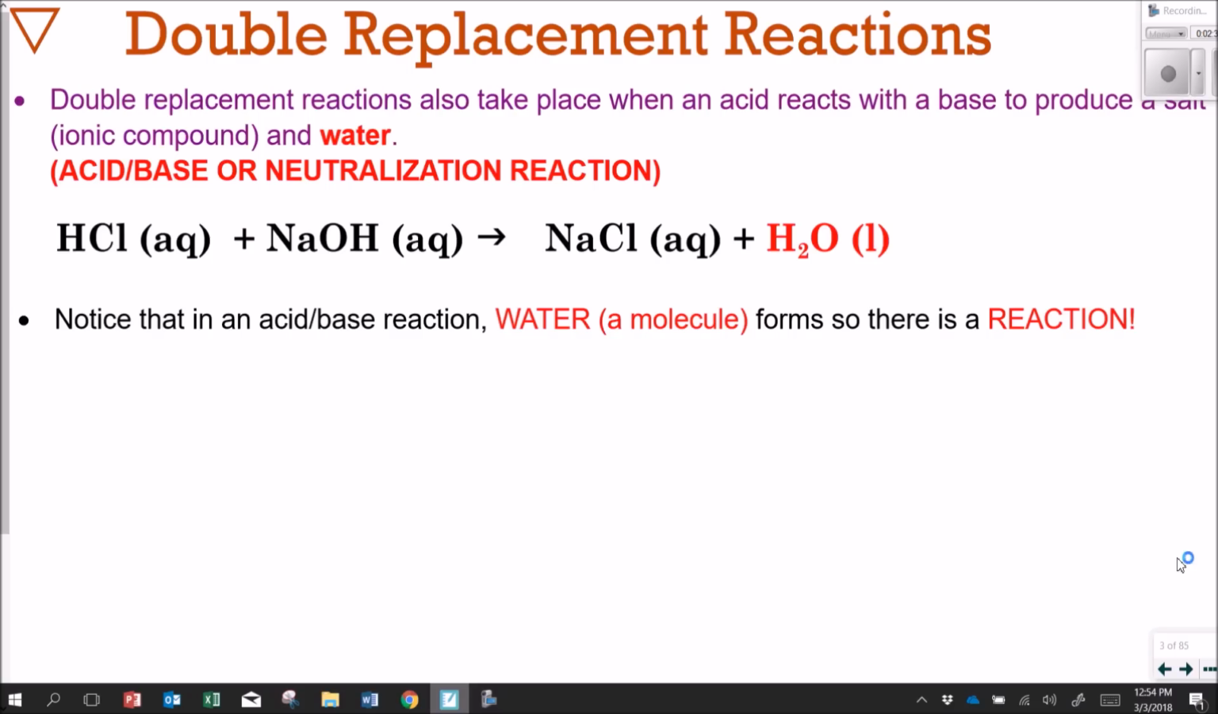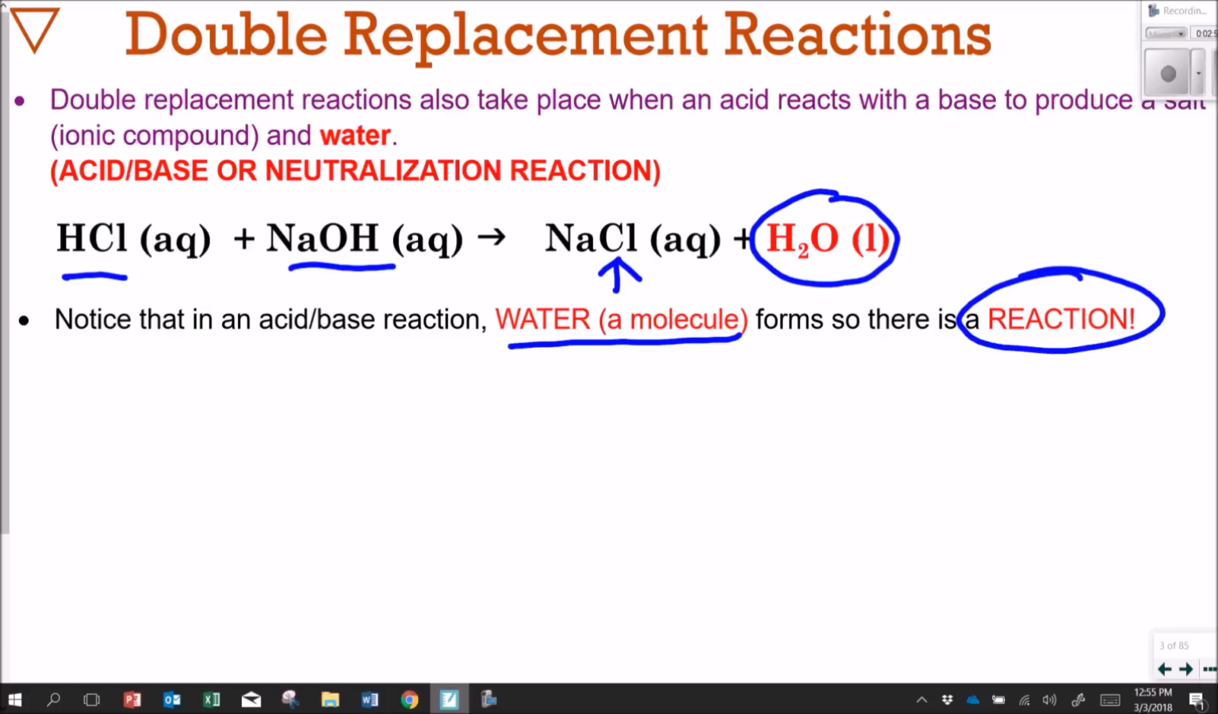Double replacement reactions also take place when an acid reacts with a base to form a salt, which is also an ionic compound, and water. So when hydrochloric acid reacts with sodium hydroxide, we form water as a molecule with soluble sodium chloride over here. Because water is formed as a molecule, there is a reaction taking place here.